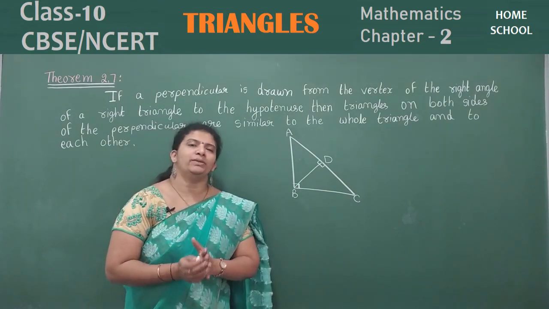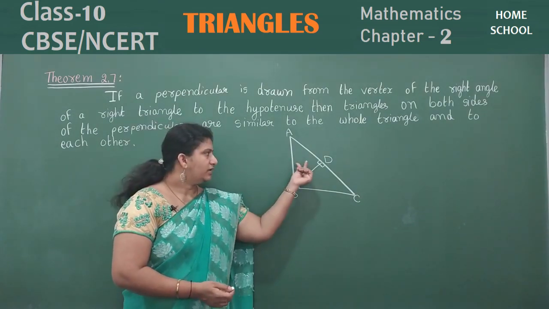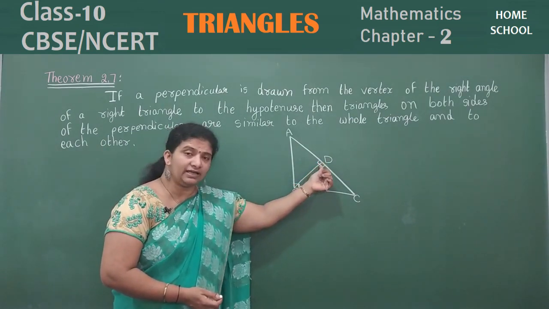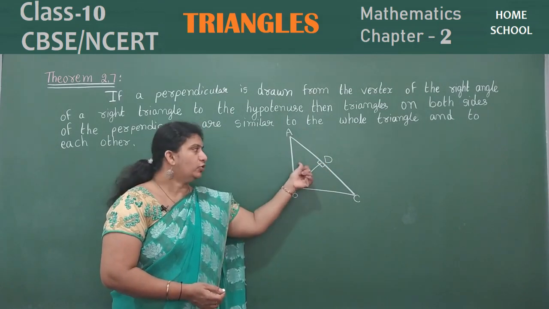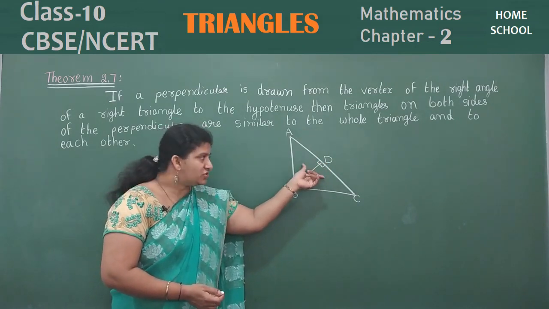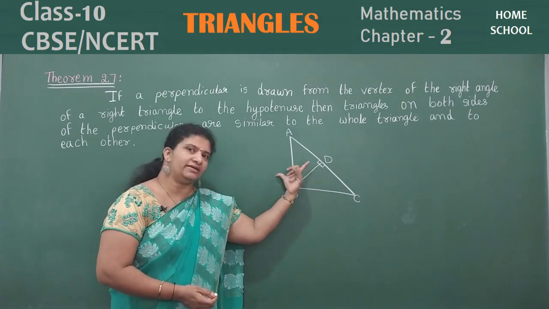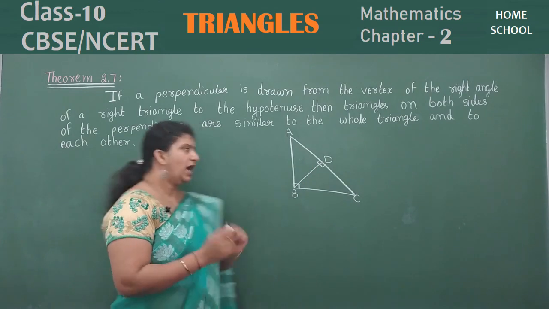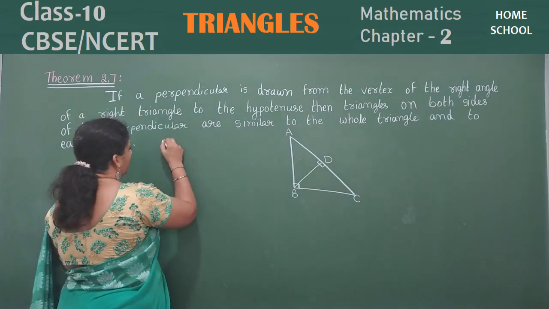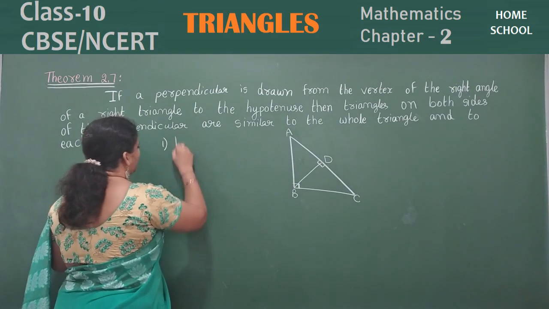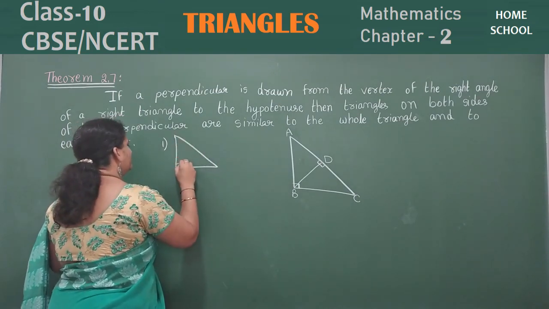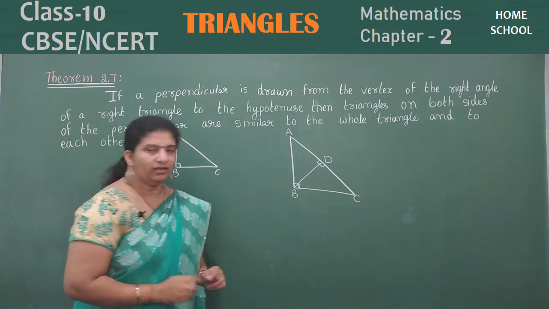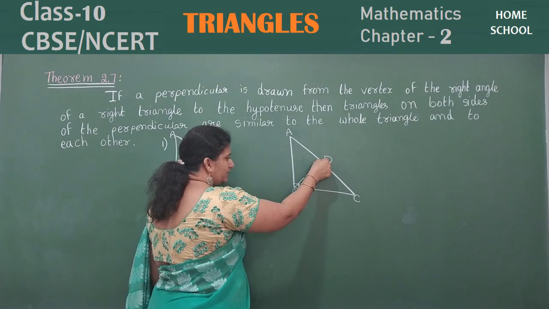So how do we prove this one? See, the perpendicular from the vertex of a right angle to the hypotenuse of a right triangle divides it into two similar triangles, and these two similar triangles are similar to the big triangle. How do we prove this? First, we need to split the triangles. How can we split? So let me take here first the big triangle A, B, C. Okay, and then I'm going to see the D part.